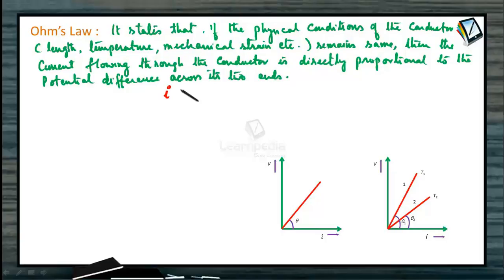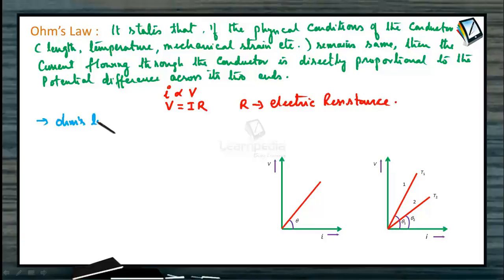That is, I is proportional to V, or we can write V is equal to IR, where R is the proportionality constant and it is known as electrical resistance. R is the proportionality constant and is called electric resistance. Ohm's law, remember this, is not a universal law.